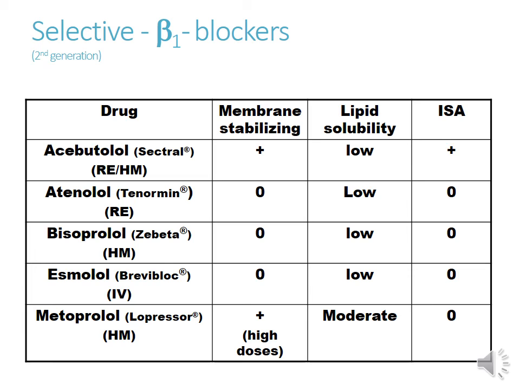Your second generation, as I mentioned, most of them will be A through M. Notice that none of these really have any high lipid solubility. These are going to be more selective specifically for those beta-1 receptors. So you're going to lose some of the side effects that we'll see when we talk about the non-selective ones. And these you're going to typically see more often for routine use for things like hypertension and whatnot.